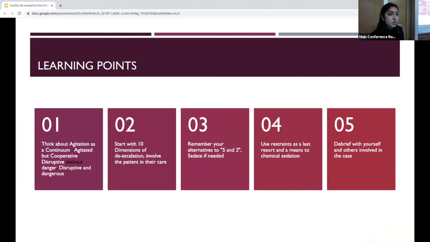And these are the learning points. First, think about agitation as a continuum: agitated but cooperative, disruptive without danger, and disruptive and dangerous. Start with the 10 dimensions of de-escalation and involve the patient in their care when possible. Second, remember your alternatives to 5 and 2 and other causes of agitation, and sedate if needed. Third, have a threshold for ketamine and intubation if the patient is really a harm to themselves or is interfering with their workup and you think there could be something dangerous going on. Number 4, use restraints as a last resort and more as a means to chemical sedation. And 5, debrief with yourself and others involved.